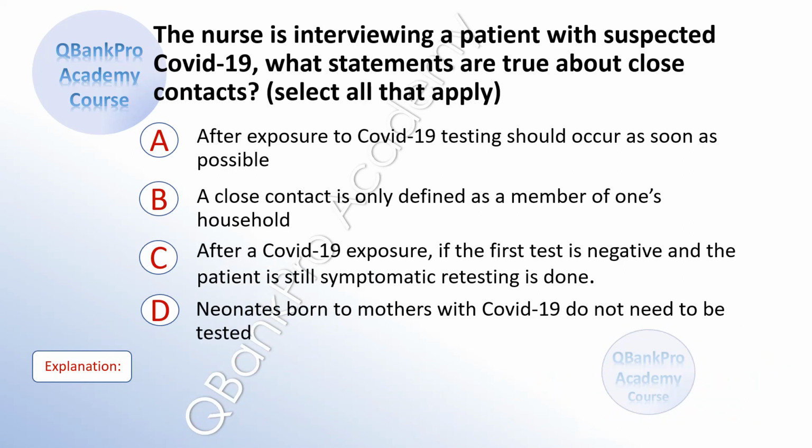The nurse is interviewing a patient with suspected COVID-19. What statements are true about close contacts? Select all that apply. After exposure to COVID-19, testing should occur as soon as possible. A close contact is only defined as a member of one's household. After a COVID-19 exposure, if the first test is negative and the patient is still symptomatic, retesting is done. Neonates born to mothers with COVID-19 do not need to be tested.